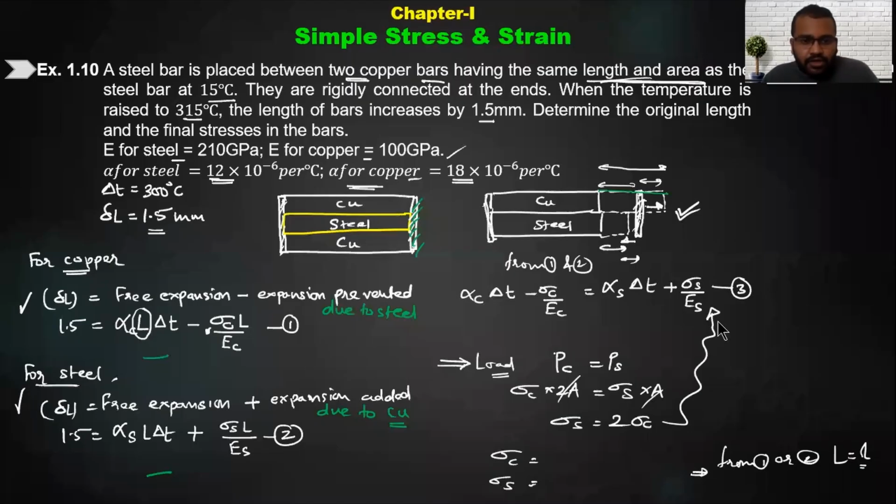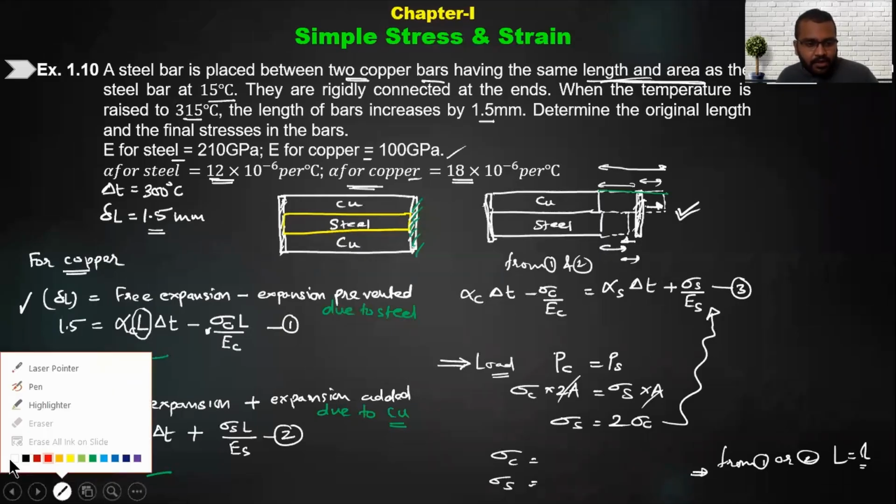Yeah, this was the question which we solved in the morning session. Copper having greater alpha, that is coefficient of linear expansion, tried to expand more, but steel, being in the same place and rigidly connected to the other end, opposed it. Copper tried to drag the steel and steel tried to drag copper in the backward direction. That is why we have written these two equations: the free expansion minus expansion prevented for copper, and free expansion plus expansion added for steel.